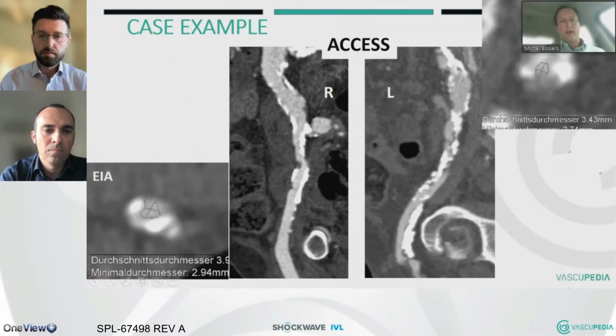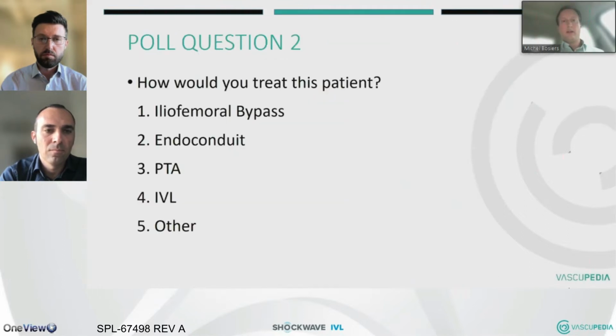So again, for pictures, the right side and left side, we had an MLD of almost 4 millimeters on the right side and less than 3 on the left side. So of course we needed to put in an axis from our right side.